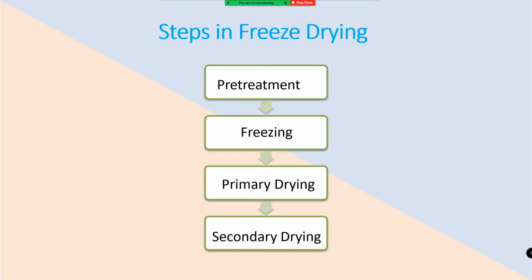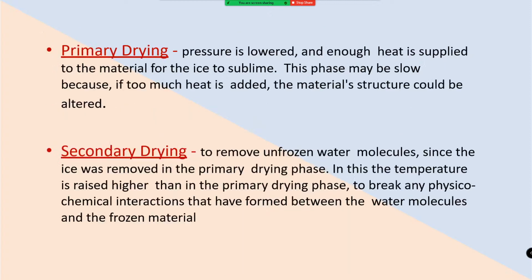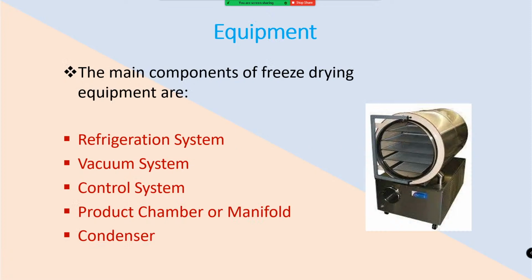Steps in freeze drying: pre-treatment, freezing, primary drying, secondary drying. Pre-treatment: methods of treating the product prior to freezing include concentrating the product formulation, decreasing a high vapor pressure solvent, or increasing the surface area. Then freezing. The product is frozen. This provides a necessary condition for lower temperature drying.